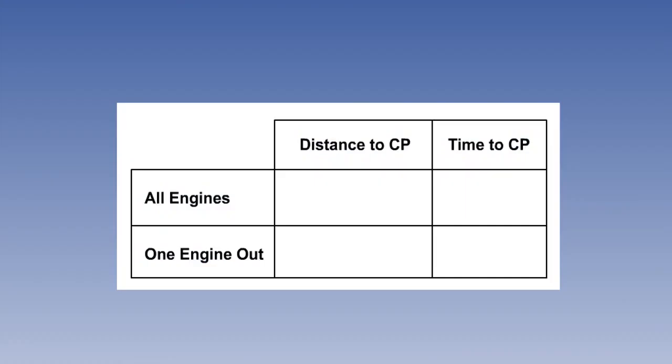Let's compare the answers we got for the all-engines critical point and the one-engine-out critical point. Using the all-engines TAS after the critical point, the distance to the critical point was 985 nautical miles, and the time was 113.5 minutes. Using the one-engine-out TAS after the critical point, the distance to the critical point was 974 nautical miles, and the time was 112.5 minutes.